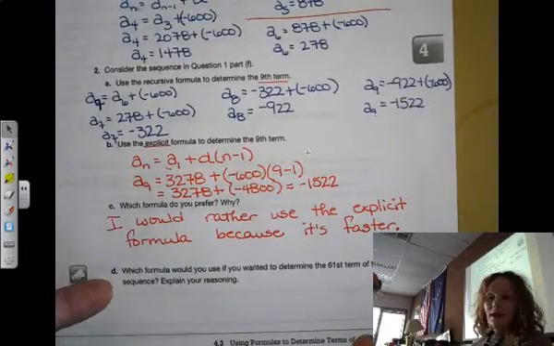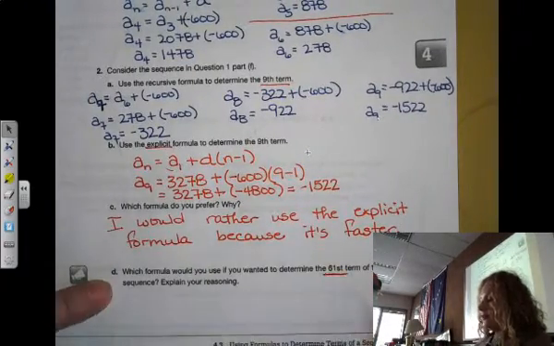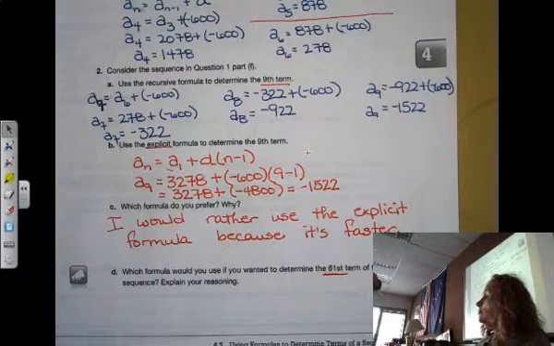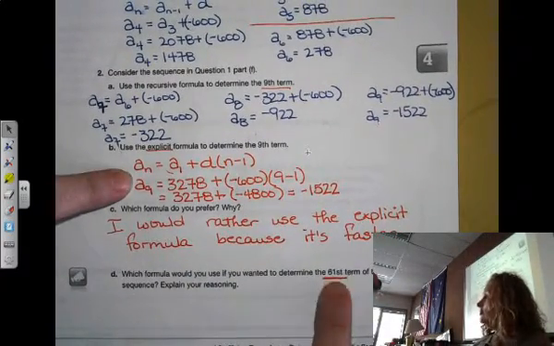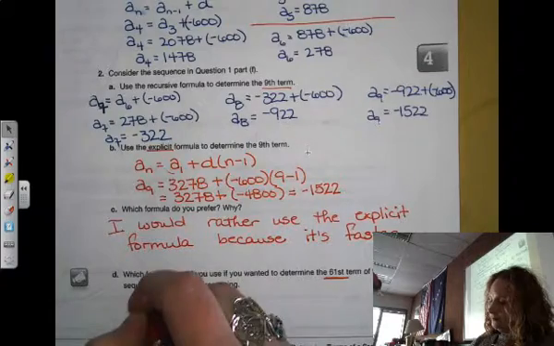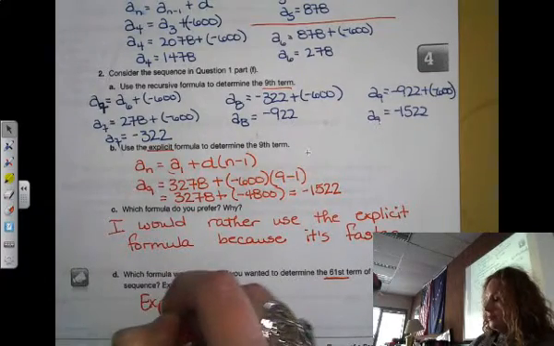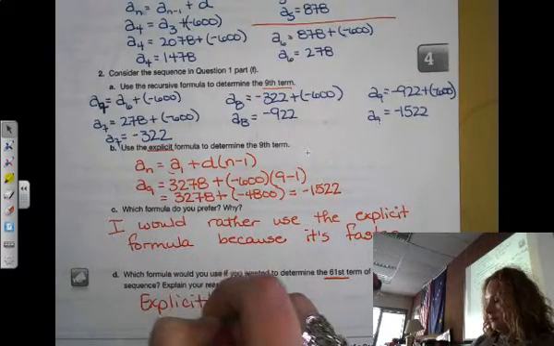So look here on D. What if you had to find the 61st term? Would you rather use the recursive formula and find the 10, 11, 12, 13, 14, 15? Or would you rather use the explicit and just do this? Okay. Explicit. And again, because it's faster, right? Yes.